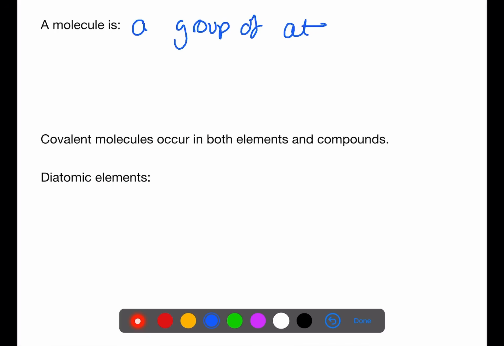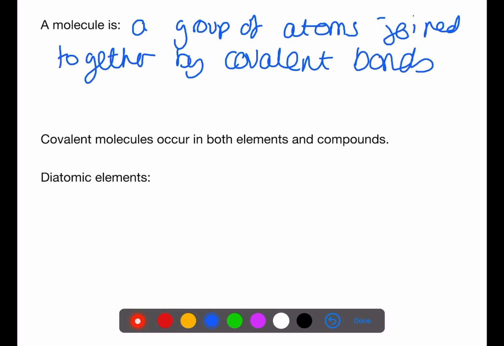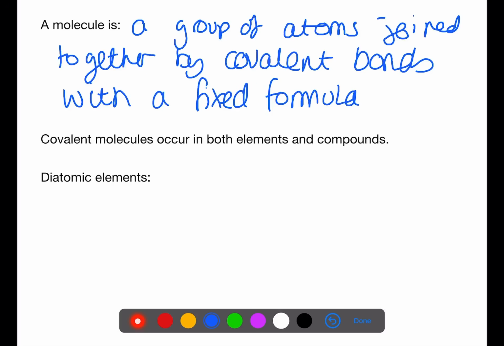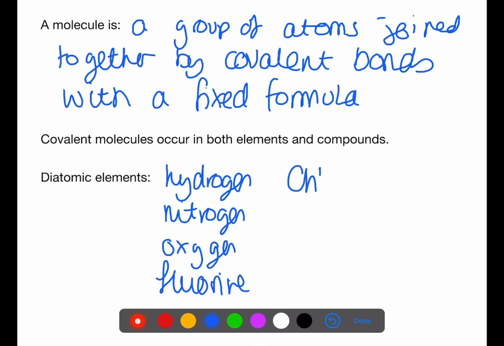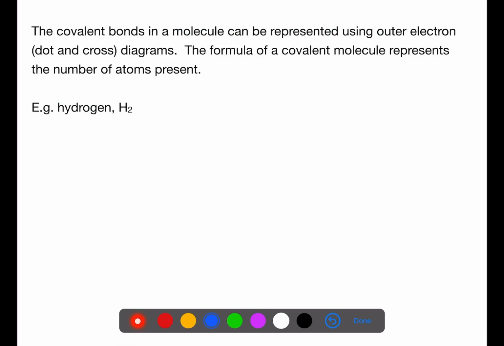A molecule is a group of atoms joined together by covalent bonds with a fixed formula. Covalent molecules can occur in both elements and compounds. There are certain elements which exist as diatomic molecules. This is where they have 2 atoms joined together. These are hydrogen, nitrogen, oxygen, fluorine, chlorine, bromine, and iodine. The covalent bonds in a molecule can be represented using outer electron or dot and cross diagrams. The formula of a covalent molecule represents the number of atoms that are present.